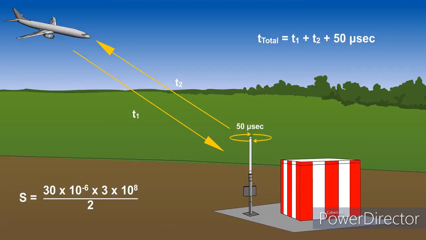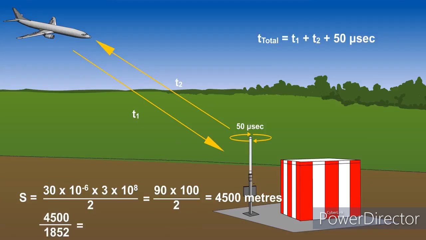to the minus 6, which gives us 4,500 meters. Divide by 1852 to convert the meters to nautical miles. We can calculate that the aircraft is 2.43 nautical miles from the transponder.